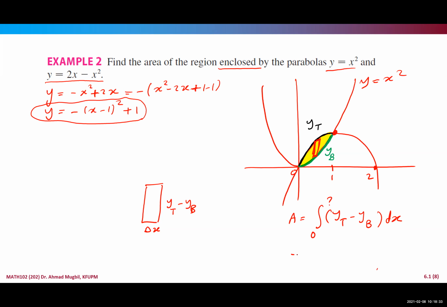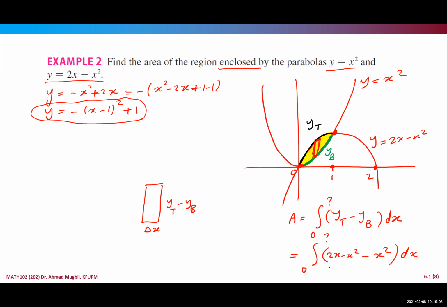Now, I think it is clear that y top is the upper curve. What is this curve? It is y equals 2x minus x squared. So this is not difficult. So this is 2x minus x squared minus this curve, the green one, which is x squared, dx. And we are sure that from the beginning until the end of the interval, what is upper is still upper, and what is lower is still lower.